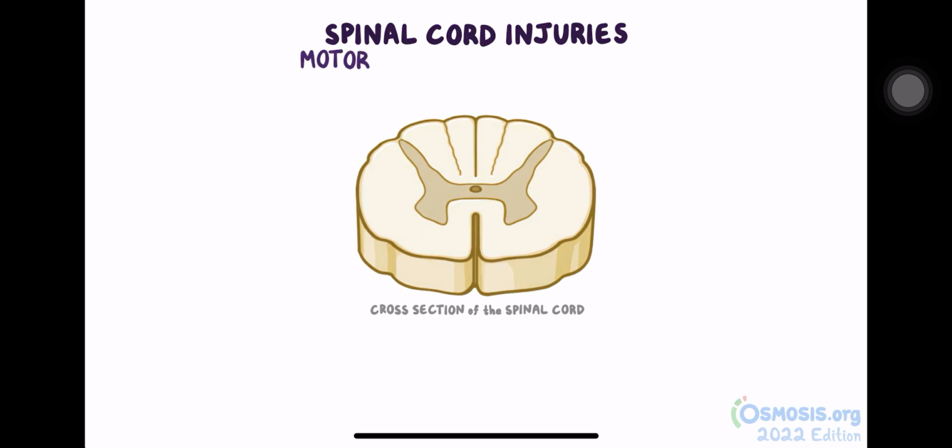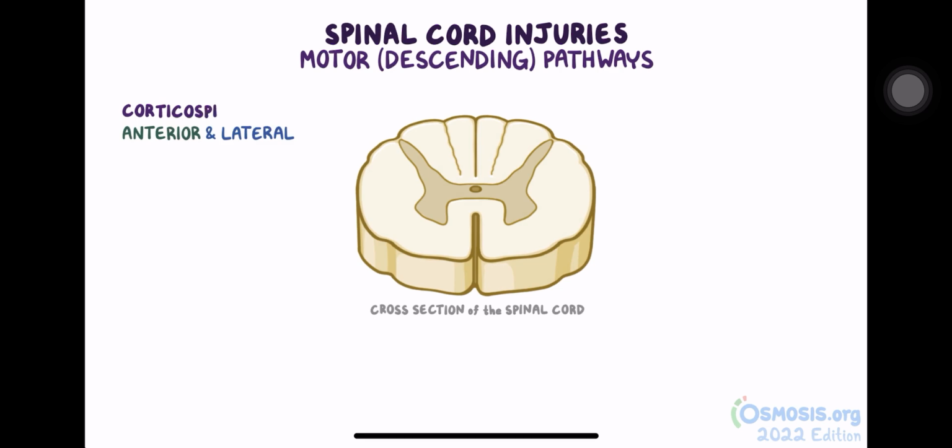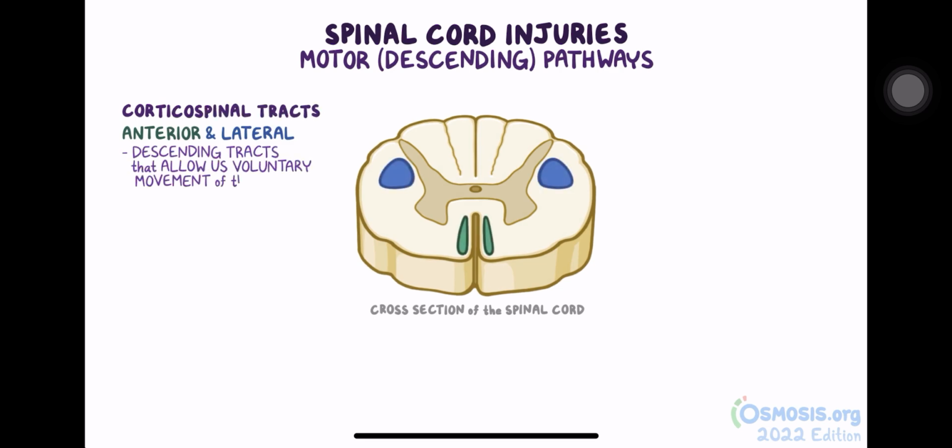Finally, the major motor pathways descending down the spinal column are the anterior and lateral corticospinal tracts, which are descending tracts that allow us voluntary movement of the limbs.